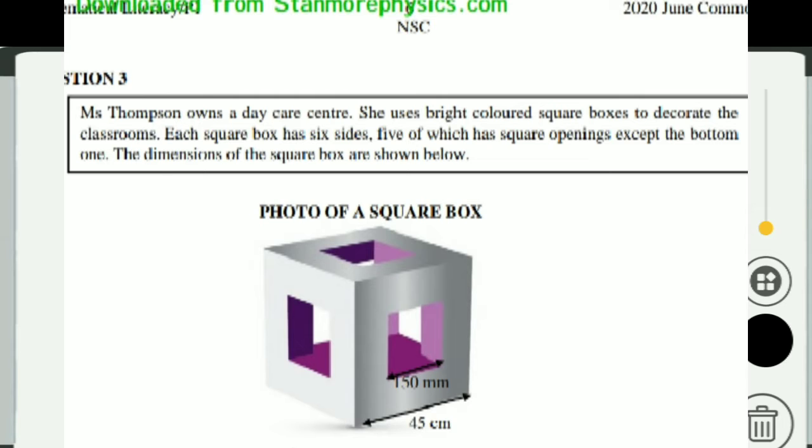I'm going to read this again. Miss Thompson owns a daycare center. She uses bright colored square boxes to decorate the classrooms. Each square box has 6 sides, 5 of which have square openings except the bottom one. The dimensions of the square box are shown below. So, a photo of a square box. Guys, you can see the photo of a square box, and let's start with the questions now.